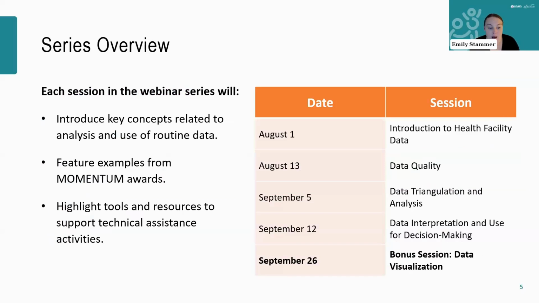Just a reminder that each webinar in this series has had a similar structure and includes the same core components. So we begin with an introduction to key concepts and highlight different tools and resources that are available to support your work. We focus largely on the WHO toolkit, but we also highlight other resources at the end of the first presentation. We then hear from staff at different Momentum Awards and other external groups on how they've put these key concepts into action in their work and suggestions and lessons that they can share with you. And then we leave time for questions or a bit of discussion.